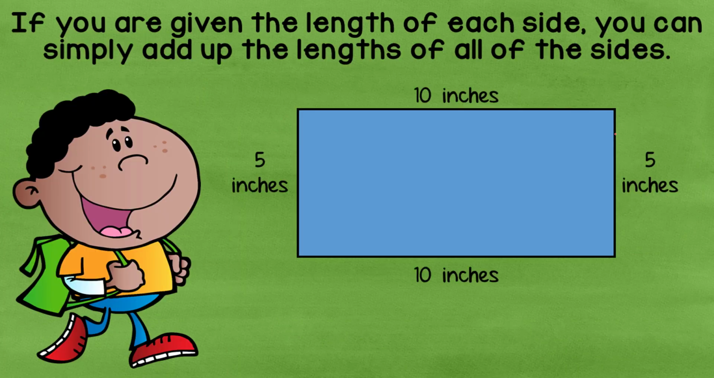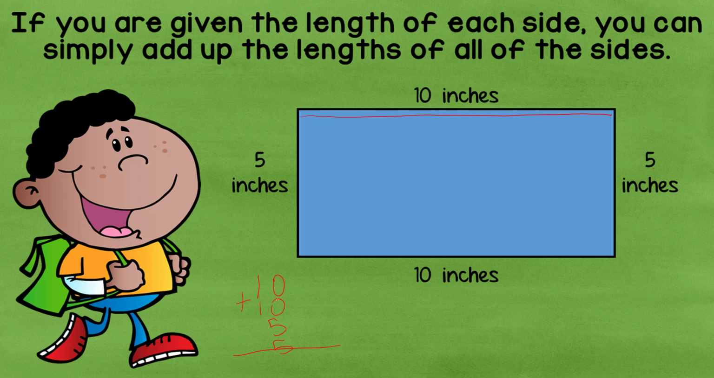If you're given the length of each side, you can simply add up the lengths of all the sides as well. So you see this, now we're pretending this isn't really 10 inches and this isn't really 5 inches. If we say 10 inches and 10 inches, well, I know that's 10 plus 10. Then I have 5 inches and 5 inches, that's 5 and 5. And I'm going to add that up. So now in your head with me, do this.